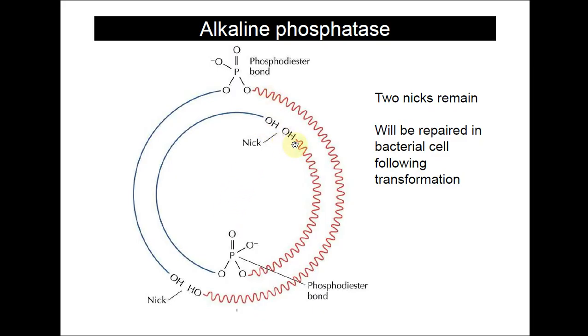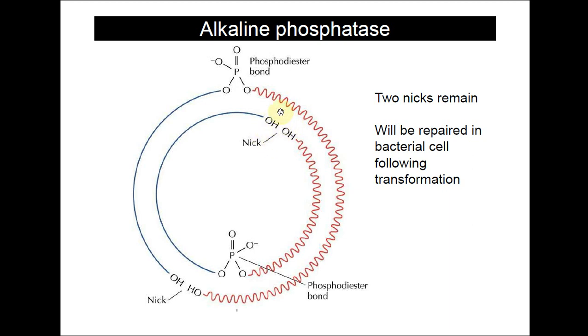So see here, this one can be joined easily with the help of ligases, and here this end is joined easily. Here this remains as it is and here this remains as it is, because both the sides have OH groups.